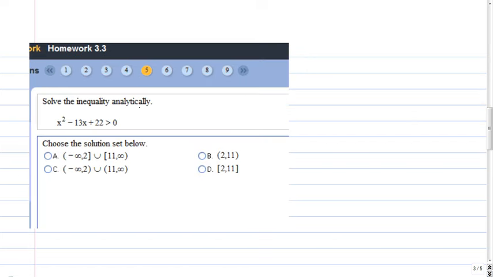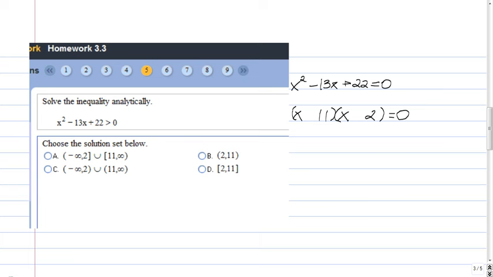Solve the inequality analytically. So to solve it analytically, this is where we have to find the solutions to the equation. So we have to say where x squared minus 13x plus 22, sorry, I'm using a new graphing tablet here, is equal to 0. Well, we try first by factoring and hope it does factor, and I believe it does. What are the factors of 22 whose sum is 13? That would be 11 and 2.